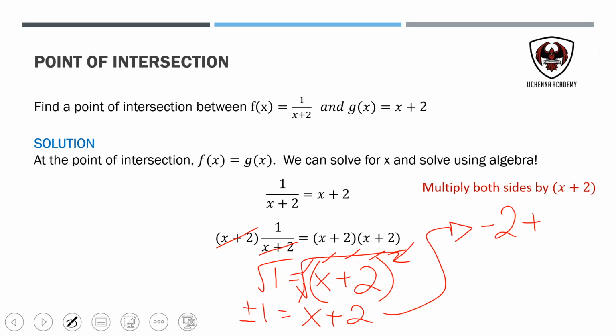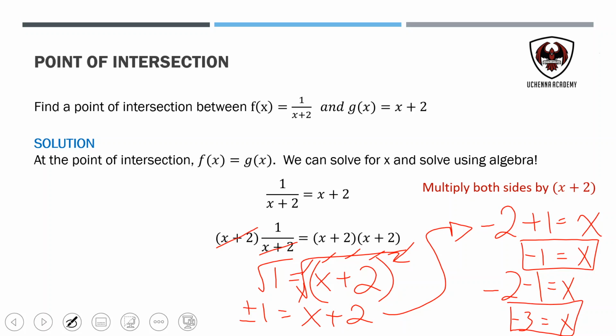So -2 plus 1 is equal to x is my first solution, or -2 minus 1 is equal to x is my second solution. The first solution, x will end up being -1. And from the second solution, x is equal to -3. So I've got two possible points of intersection. And in order to find the y values for these two x points of intersection, I can simply plug them into one or the other formula.